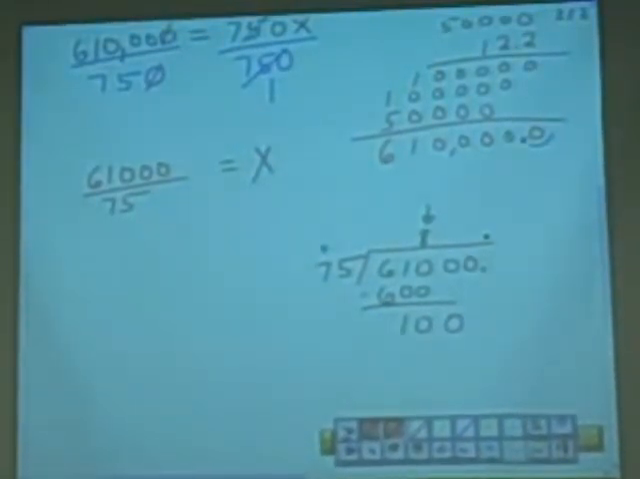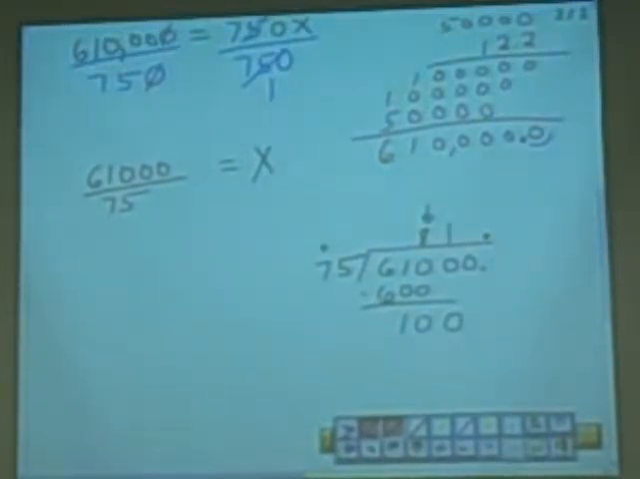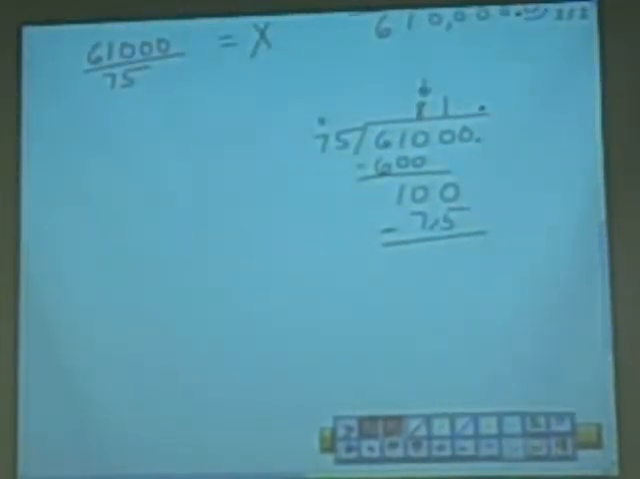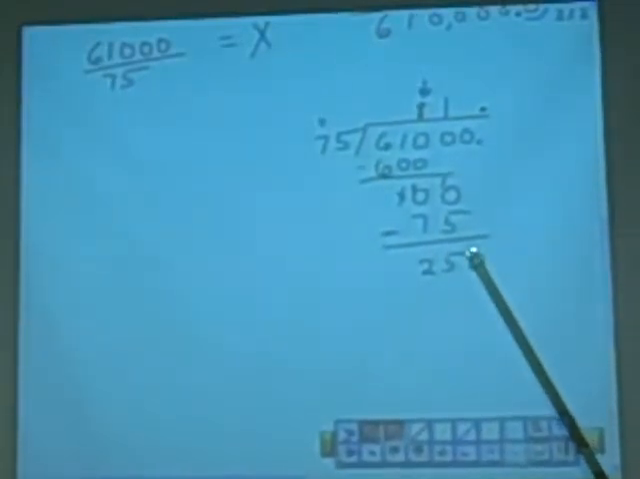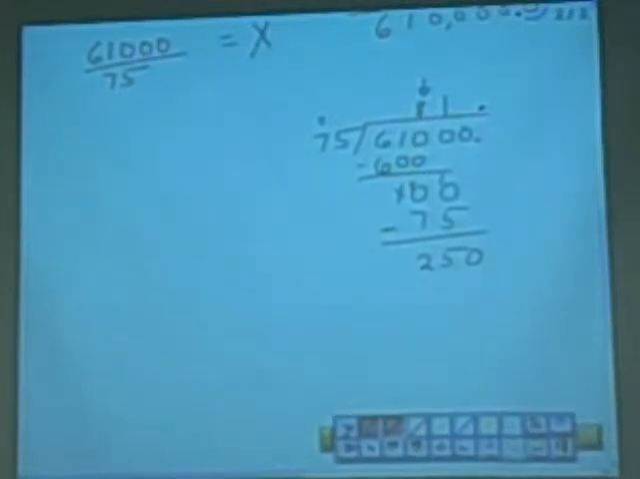You probably could have seen 75 would go into 100 once too. So that would be 75. Probably didn't even need to estimate on that one. That's going to give us 25. 75 doesn't go into 25, so we did that right. We've got to bring 0 down. Let's estimate 7 can divide into 250, we can estimate 7 divides into 25 3 times. That should work.